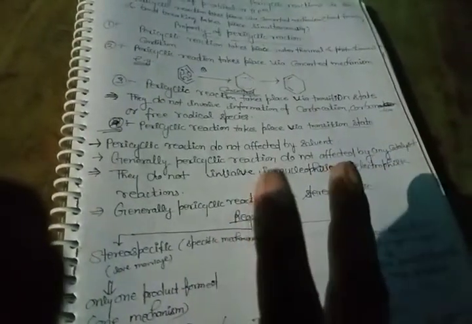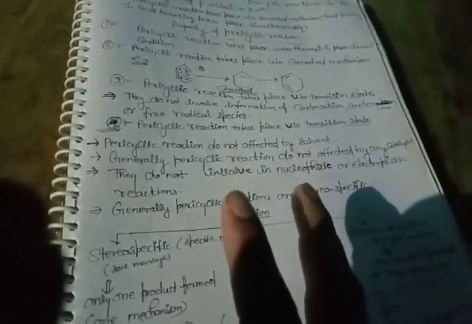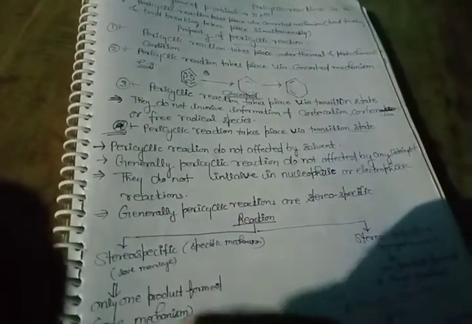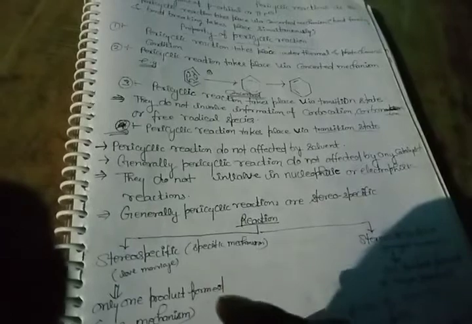Generally, pericyclic reactions are stereospecific in nature. Stereospecific means there is only one choice of product formation. It means neither a major nor a minor product, but only one product. First of all, you should understand there are two types of reactions in stereochemistry. It means pericyclic reactions involve two types of reactions.